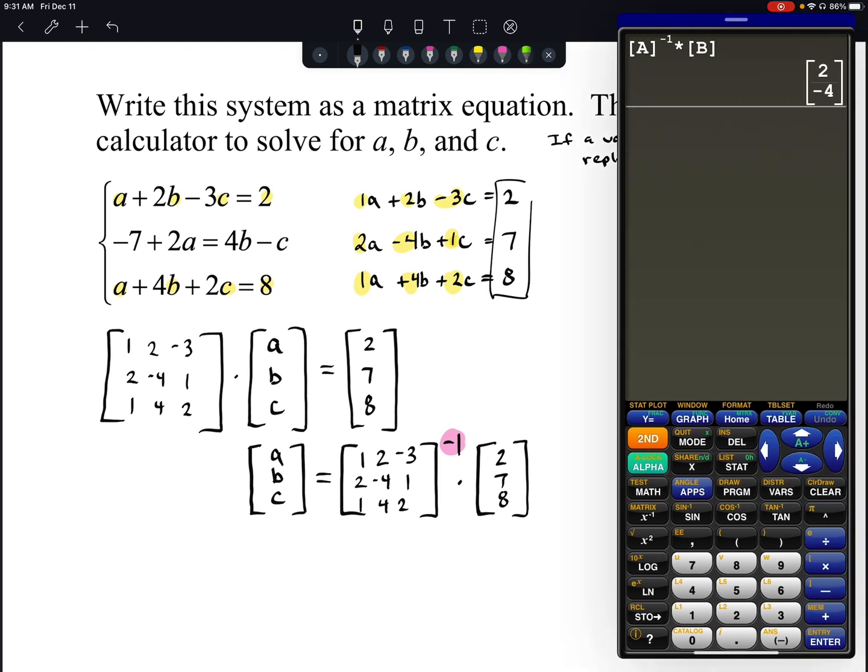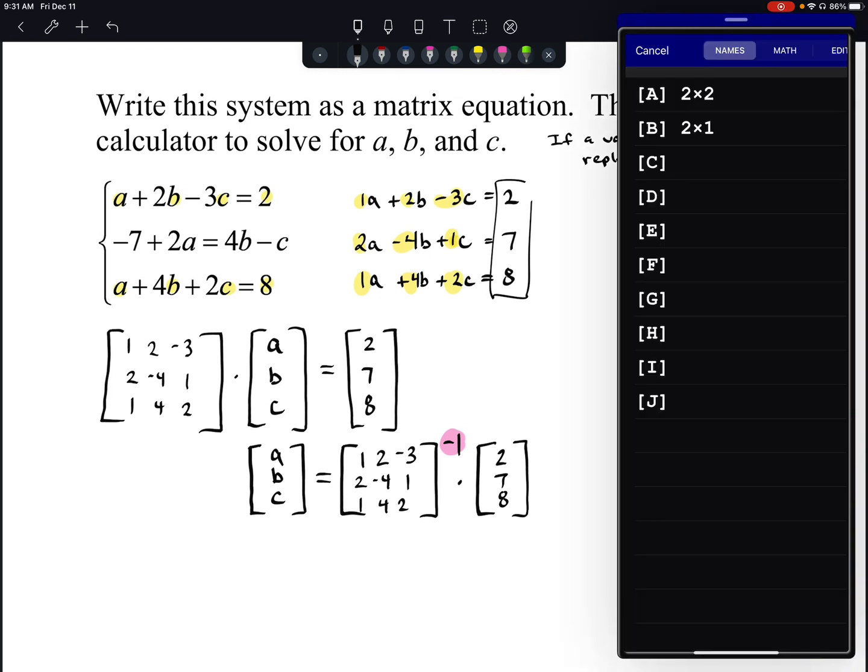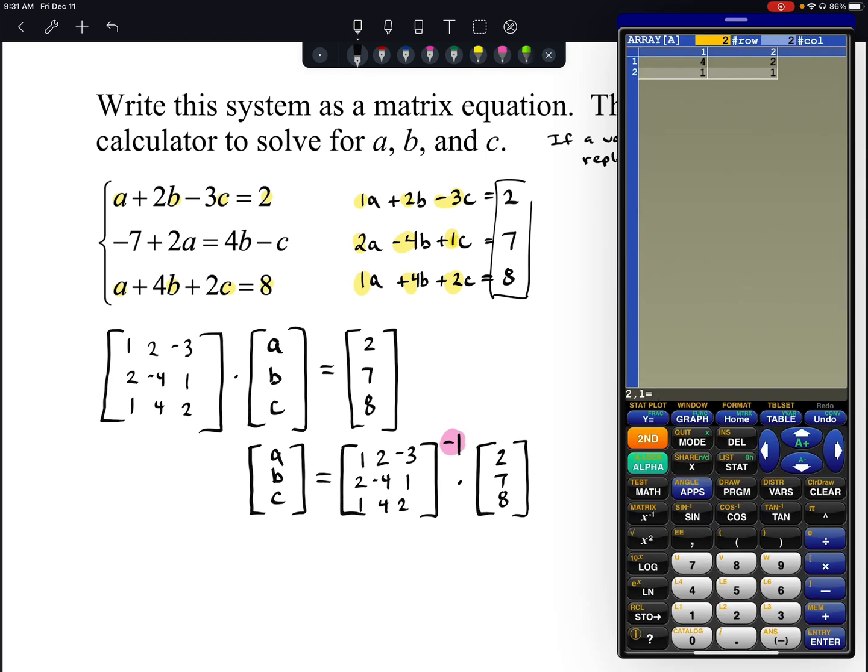So I bring this out, I'm going to go into my matrix menu. Let's edit here. I'm going to use that first one. I'm just going to type right over it. So this is a 3 by 3. And in here we'll have 1, 2, negative 3, 2, negative 4, 1, and then 1, 4, and 2. Okay, so that one's in there. And then let's quit out.